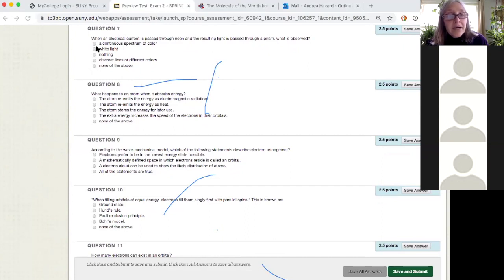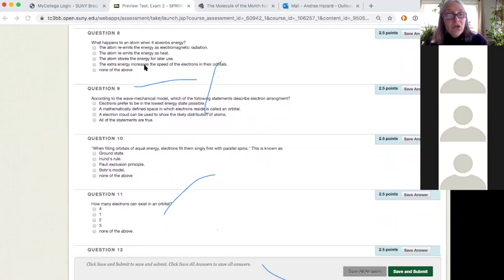When we have electrical current pass through neon and we have a prism, that was what we did in, I can't remember what lab number it was, but we saw that. We have discrete lines of different color. Hopefully remember those discrete lines. So it's not white light, it's not a continuous spectrum. There's discrete bands that result from electrons falling down to ground state.